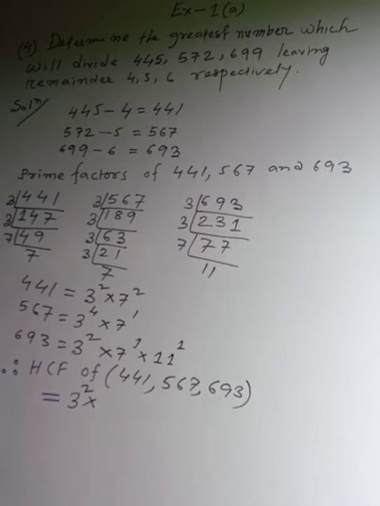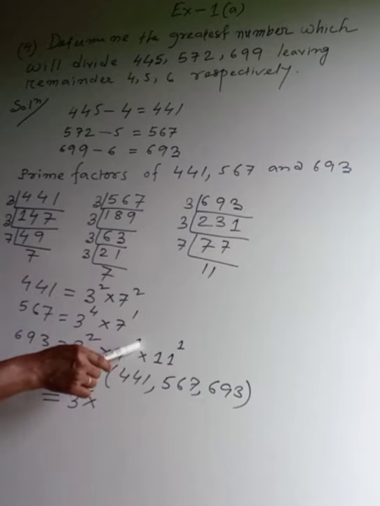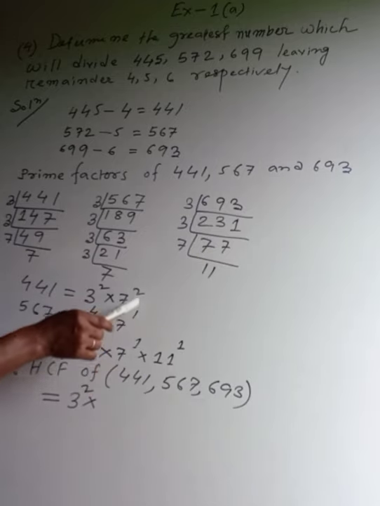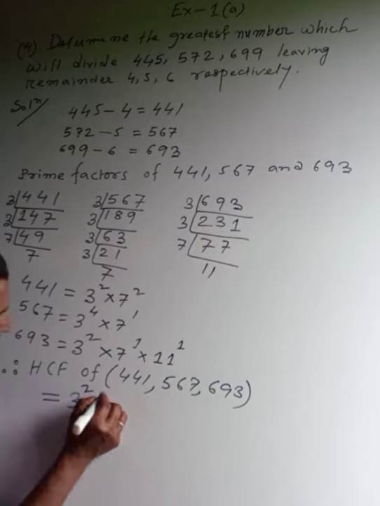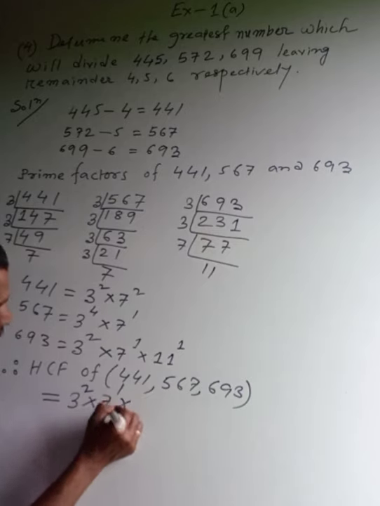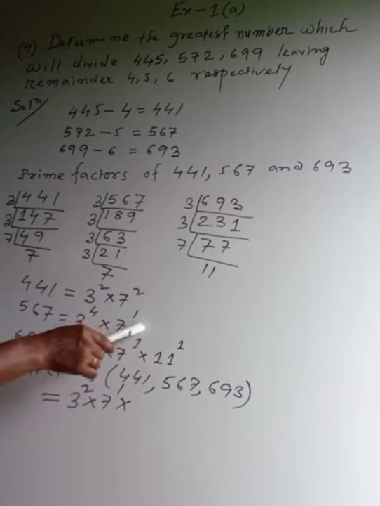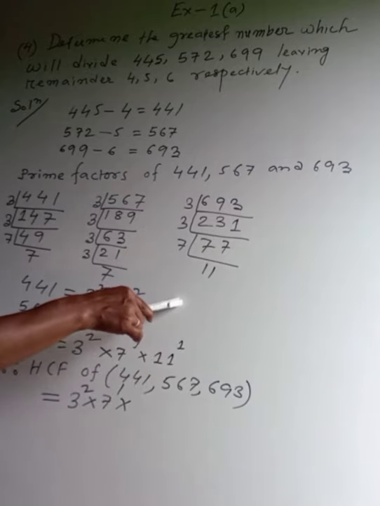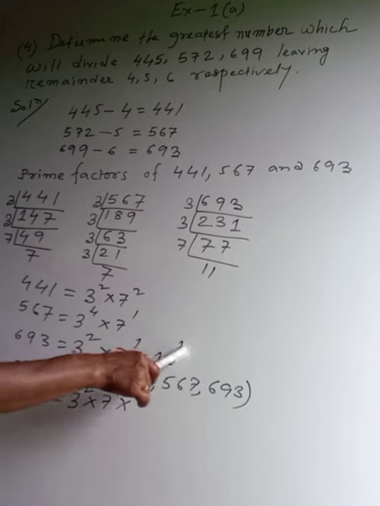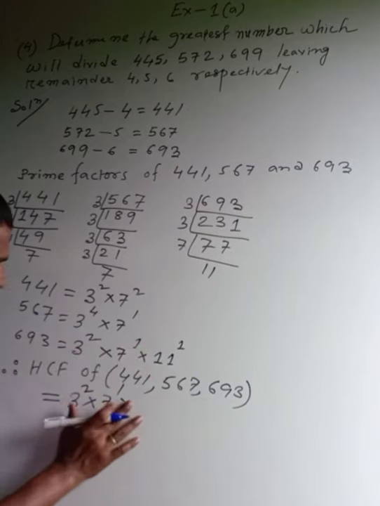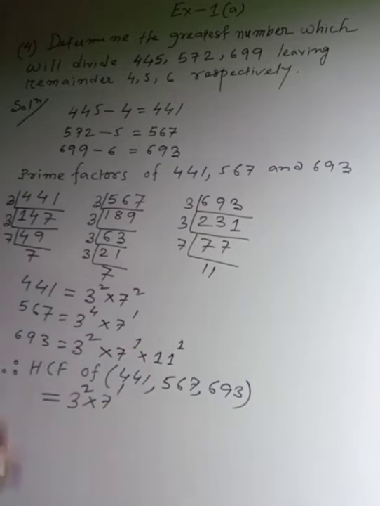Similarly, we have to go for the next factor. What is this? 7 to the power 1, 7 to the power 1, 7 to the power 2. It means, what is the smallest one? 7 to the power, this 1 is the smallest one. So 7 to the power 1, into any more remain? 11 to the power 1. But here is no 11. Here is no 11 to the power 1. So 11 to the power 1 we cannot consider.